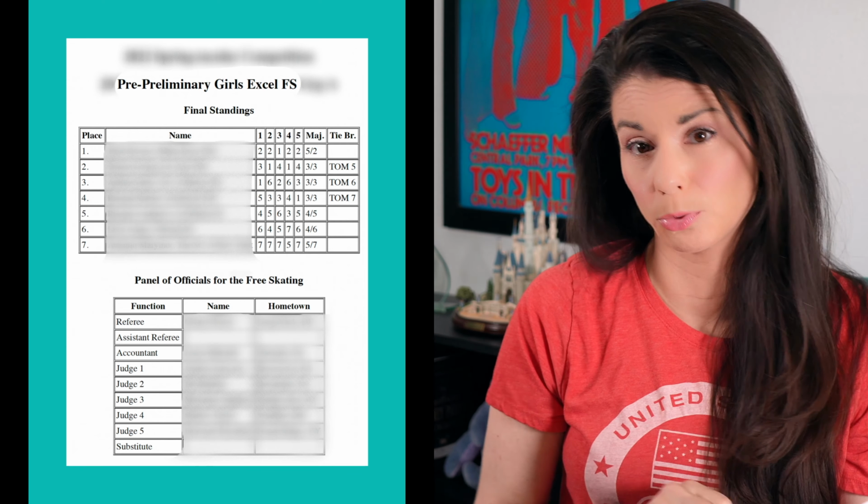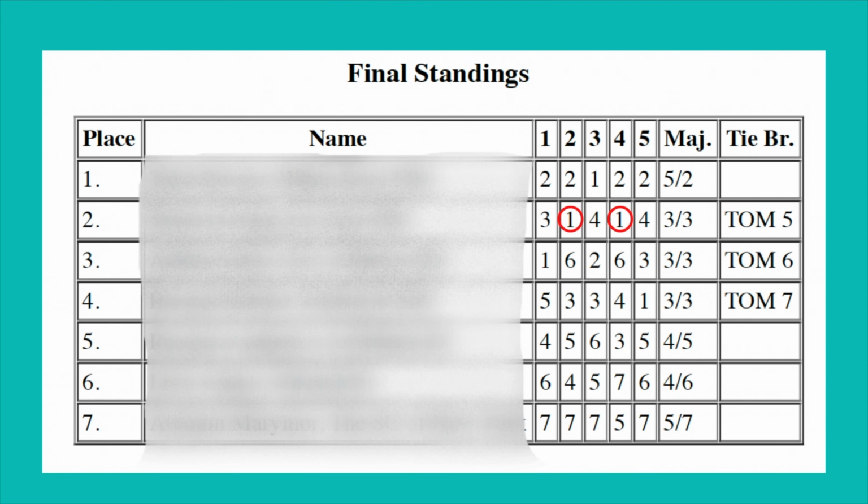Speaking of ties, there are methods that are used when 2 or more judges tie 2 or more skaters. So I have another interesting example. In this one, the skater that placed 2nd actually received 2 first place ordinals. The skater that placed 1st only had 1. How did they come up with these placements?